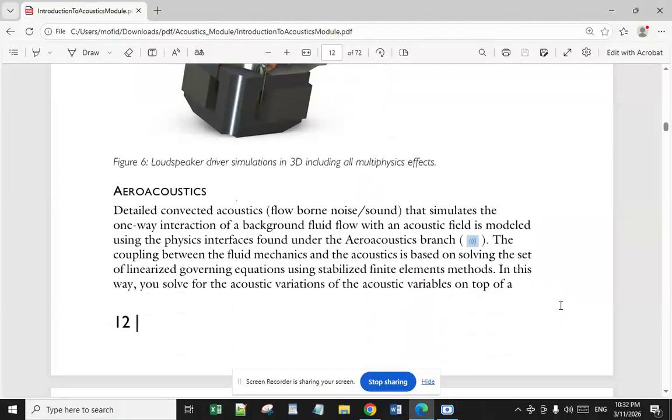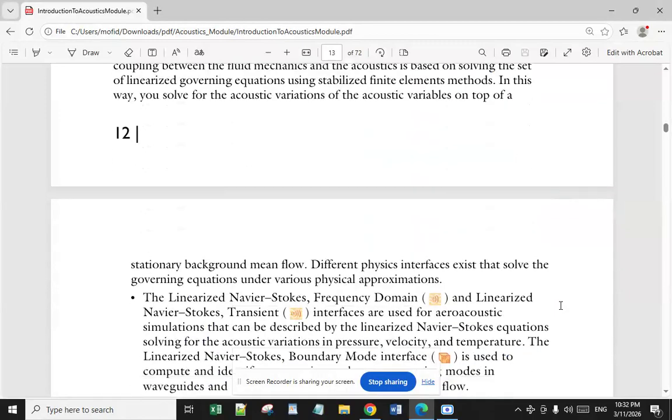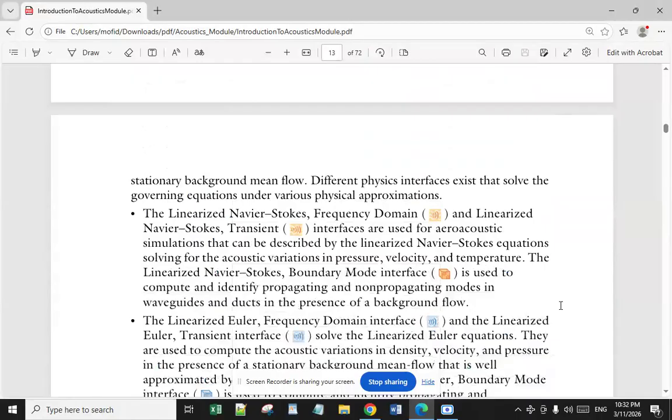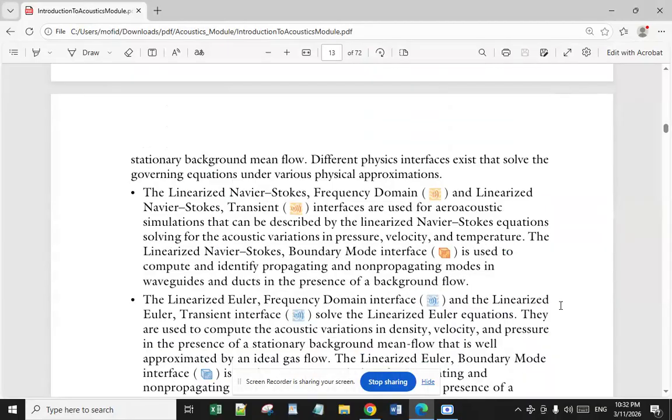In this way, you solve for the acoustic variations of the acoustic variables on top of a stationary background mean flow. Different physics interfaces exist that solve the governing equations under various physical approximations.